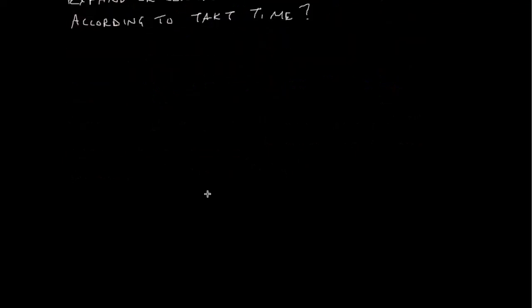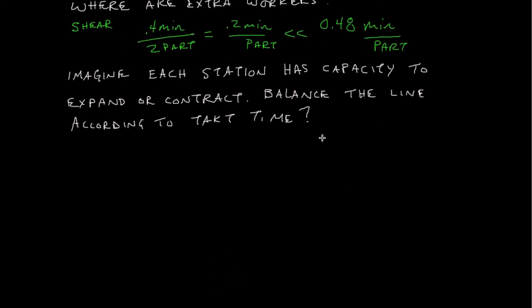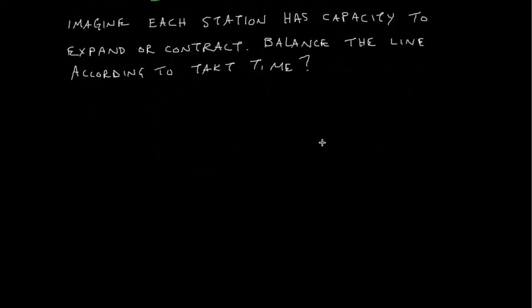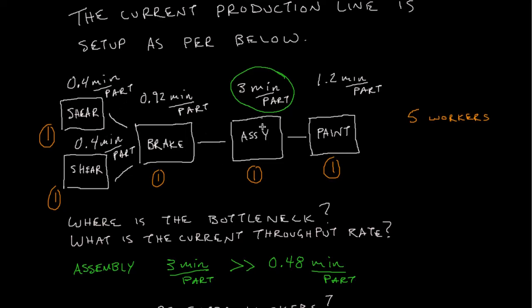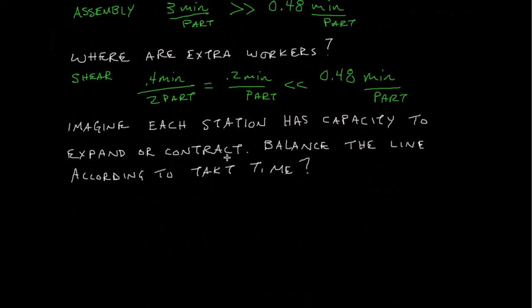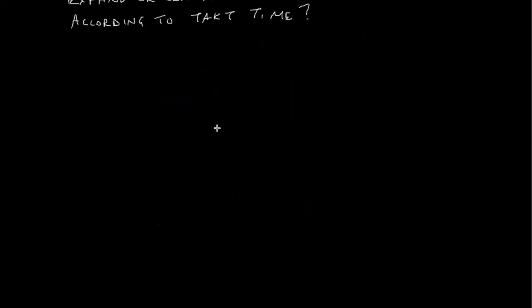So I've already done the math here, or I'm going to calculate this at this point. I already have the amended production line drawn out, but I first want to calculate how many we need. So what I like to do is look at each throughput rate and compare it to the takt time.